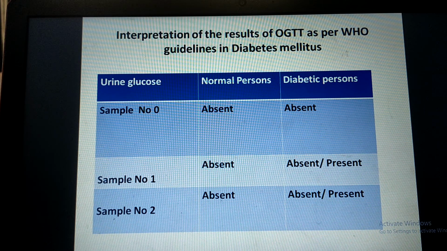So this is about glucose tolerance test and its interpretation.